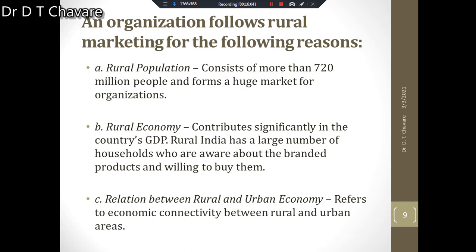Then another reason we have to study is the relation between the rural and urban economy. Rural marketing refers to economic connectivity between rural and urban areas. Such economic connectivity is possible with the help of the rural market, and that connectivity you will find between rural and urban areas.